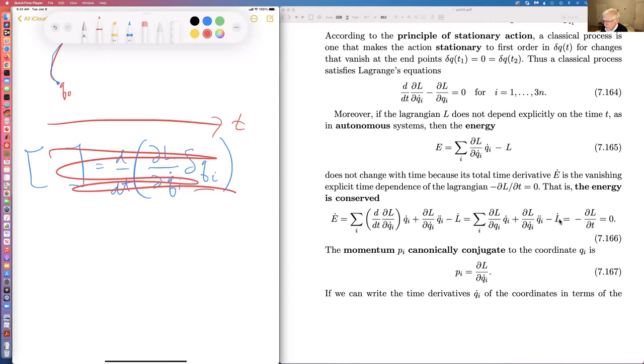And so it's the partial derivative plus all these terms. And so these terms cancel, and all you're left with is the partial derivative. But you said that partial derivative vanishes. So then the energy's time derivative has to vanish. So the energy is conserved whenever the Lagrangian does not involve time.